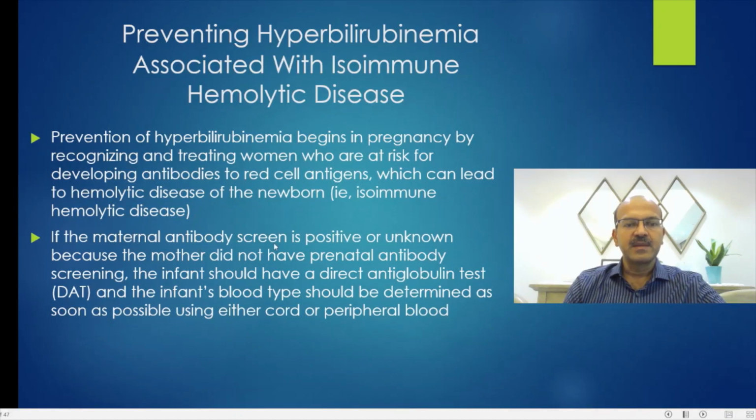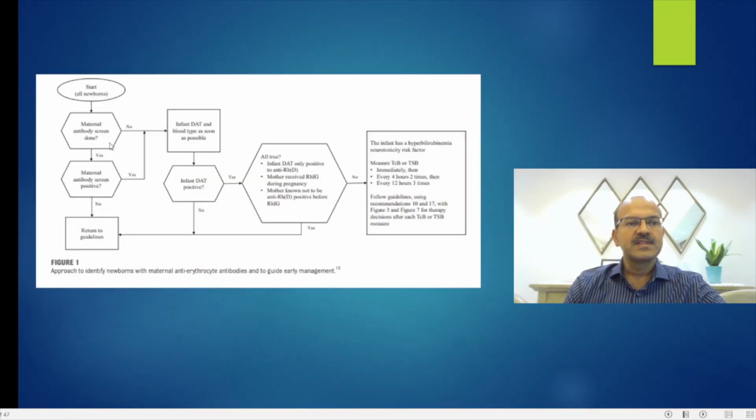If the maternal antibody screen is positive or unknown, because the mother did not have prenatal antibody screening, the infant should have a direct antiglobulin, or DAT, test. The infant's blood type should be determined as soon as possible so we can categorize the risk of jaundice, or pathological jaundice rising fast in the baby. We should do this on either cord or peripheral blood. There is a nice flow diagram that you can refer to.